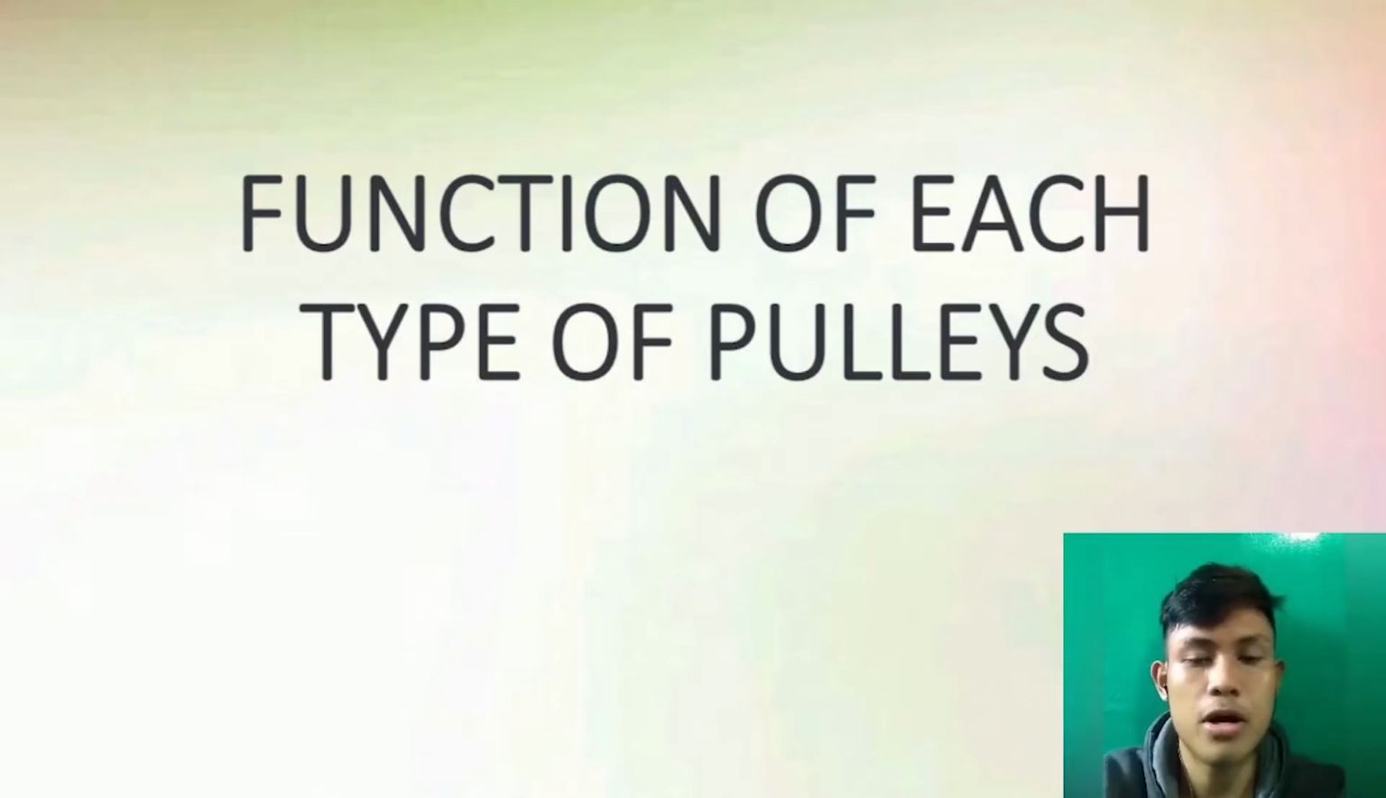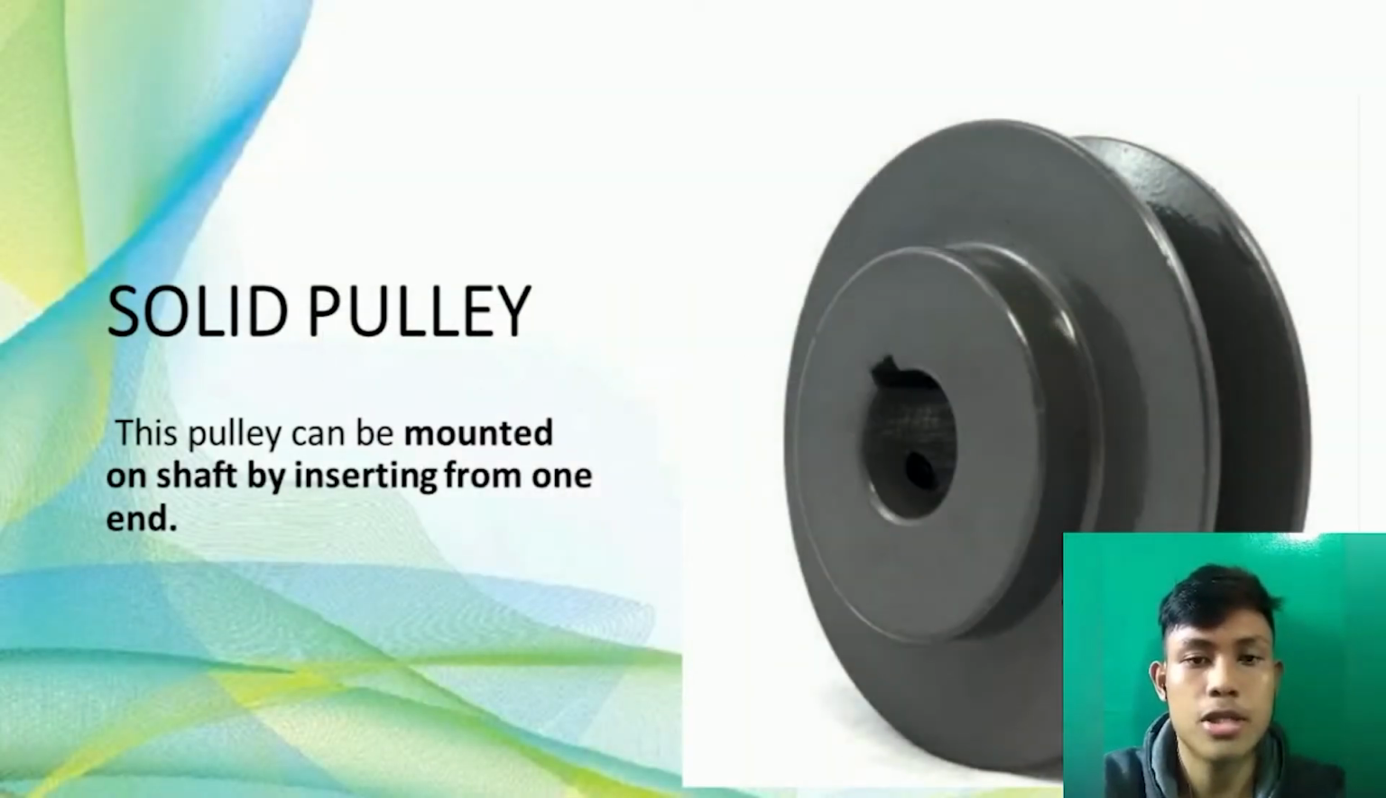The next topic is the function of each type of pulley. The first type of pulley is the solid pulley. A solid pulley is made from a single piece of cast iron. Solid pulleys are relatively small in size. This pulley can be mounted on a shaft by inserting it from one end.